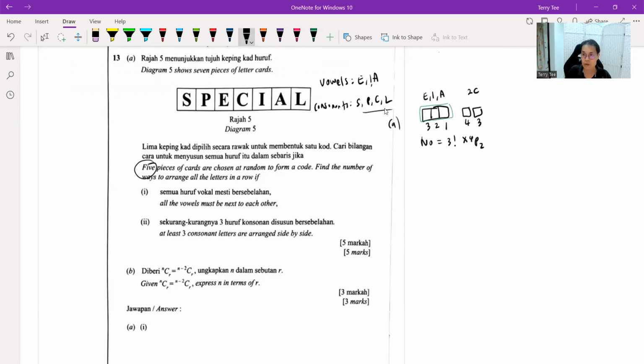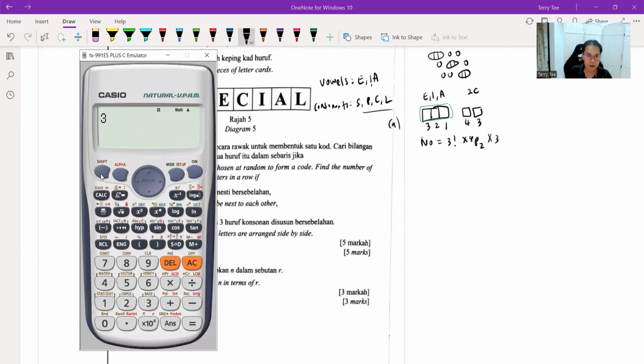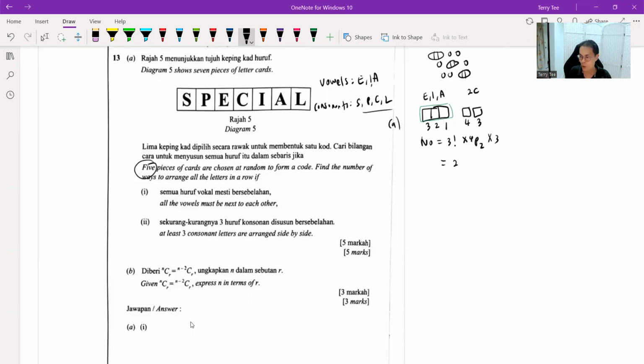You can put them first. You can put them second. You can put them third. So there are 3 ways to arrange them, so you have to times 3. So what we have here is 3 factorial multiplied by 4P2 multiplied by 3. My answer is 216. Okay, the first part is not too difficult.